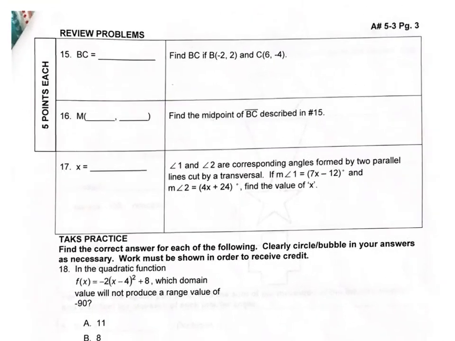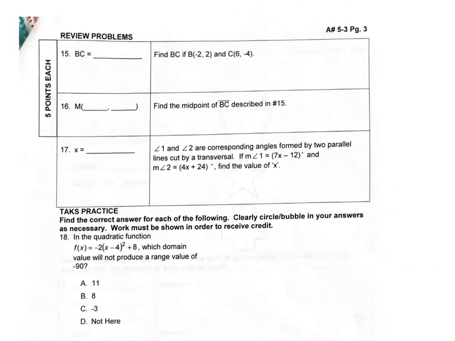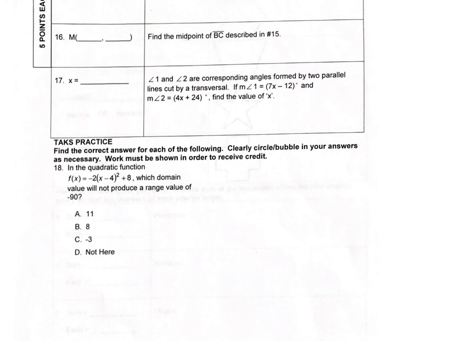Okay, and then page 3 is just your review. So find BC, that's going to be your distance formula. And then your midpoint, and then down here your corresponding angles cut by the transversal. So we know that these two are going to be equal, so you're going to set those equal. And then down here, which domain value will produce the range.